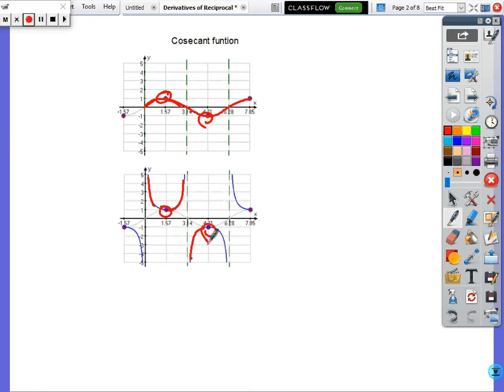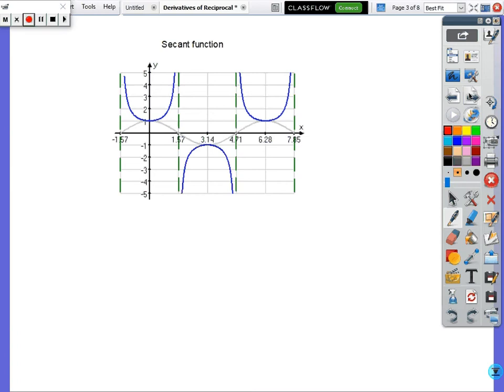So that's what the graph looks like in this unit 12 spec methods. We're not actually drawing the graph, but I'm just showing that it does have a graph. And if it does have a graph, it does have derivatives. It does have gradients of tangents. So that's what cosecant looks like, the reciprocal of sine.